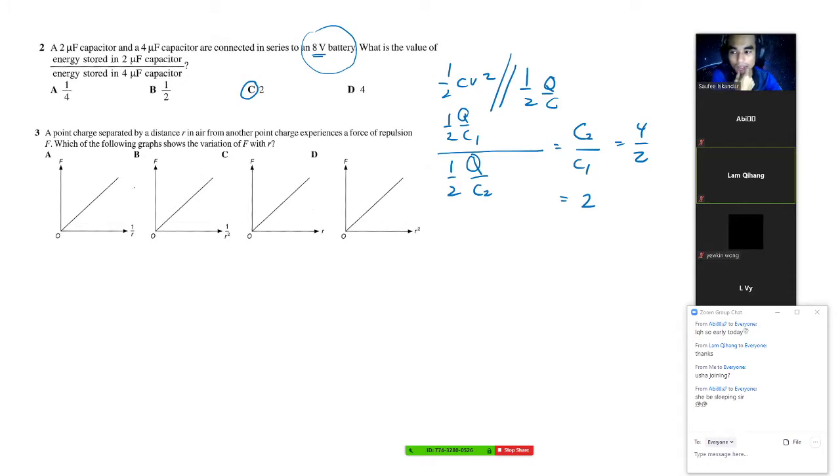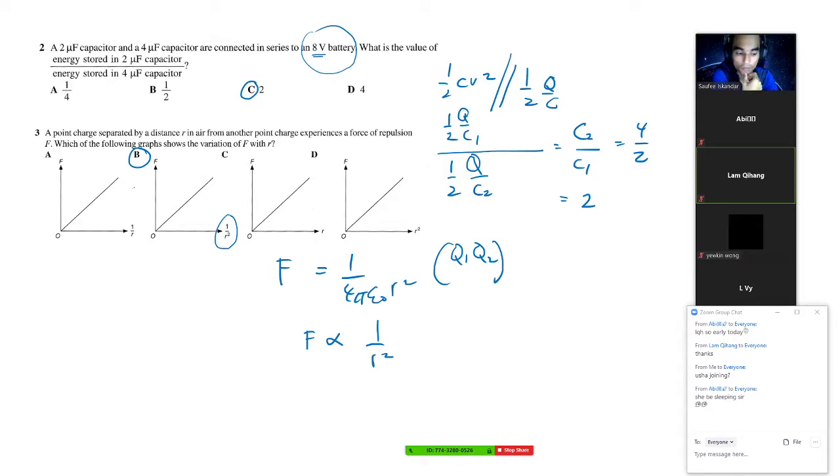Question number 3. A point charge separated by distance R in the air from another point charge experiences a repulsion force of F. So we know that the force between the charges is given by Coulomb's law, F equals 1 over 4 pi epsilon naught R squared, times Q1 times Q2, right? Okay, so F is directly proportional to 1 over R squared. So the answer is supposedly B, 1 over R squared. So that's question number 3.